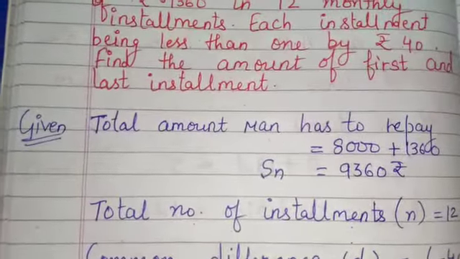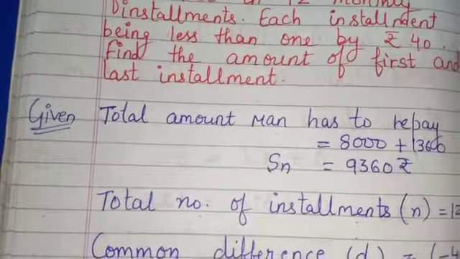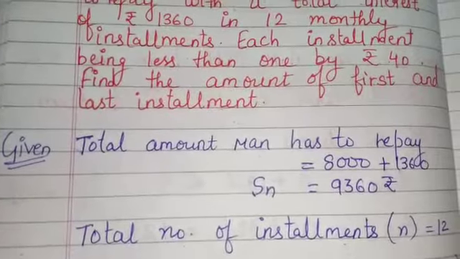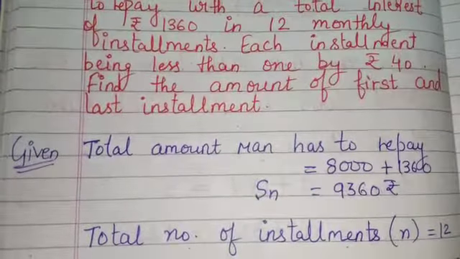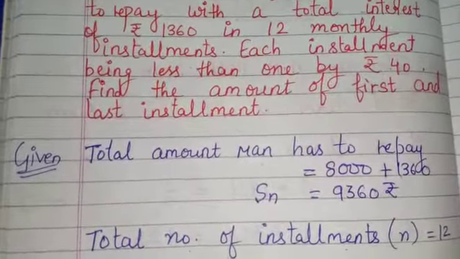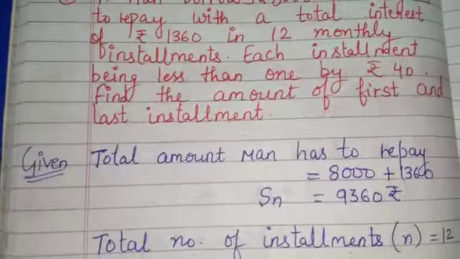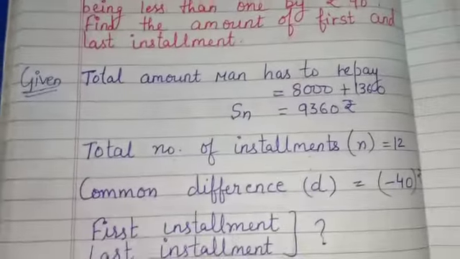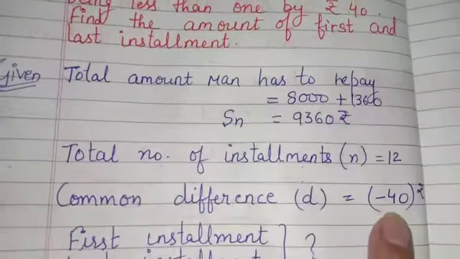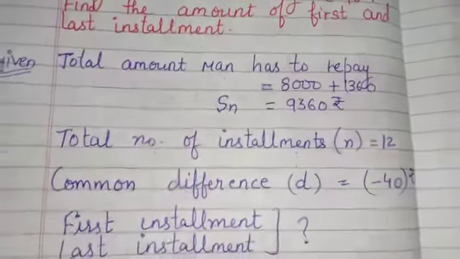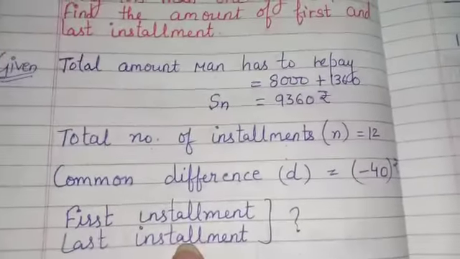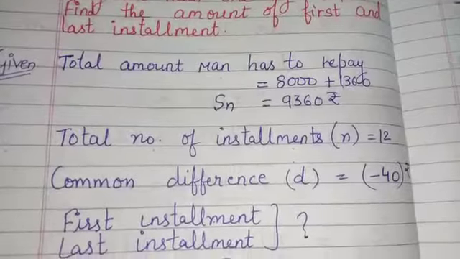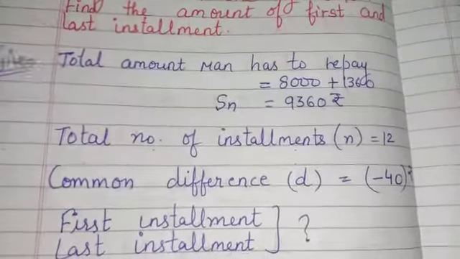Again, formulas, we want the common difference. The common difference is given as: each installment being less than the previous one by rupees 40. The next installment which he has to pay is less than the previous one. So if it is less than the previous one, the common difference will be minus 40 rupees, right? And what you have to find out? You have to find out the first installment and the last installment, that is T1 and Tn.